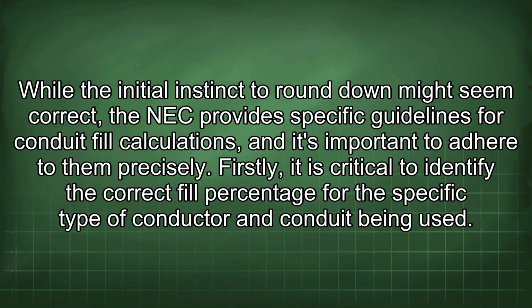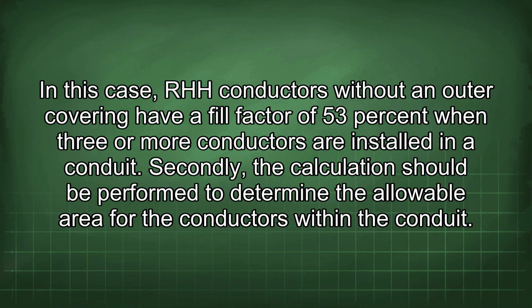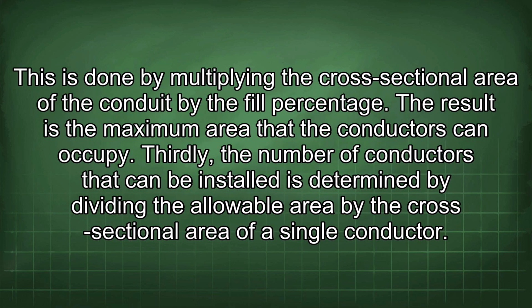Firstly, it is critical to identify the correct fill percentage for the specific type of conductor and conduit being used. In this case, RHH conductors without an outer covering have a fill factor of 53% when 3 or more conductors are installed in a conduit. Secondly, the calculation should be performed to determine the allowable area for the conductors within the conduit. This is done by multiplying the cross-sectional area of the conduit by the fill percentage. The result is the maximum area that the conductors can occupy.